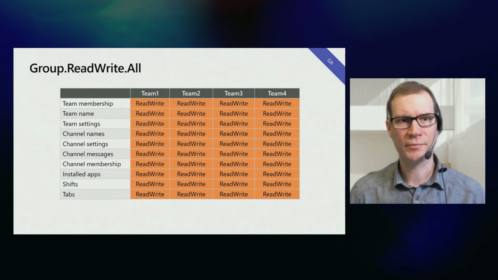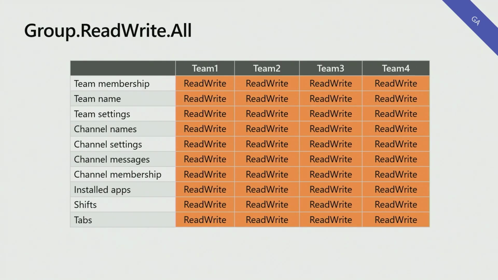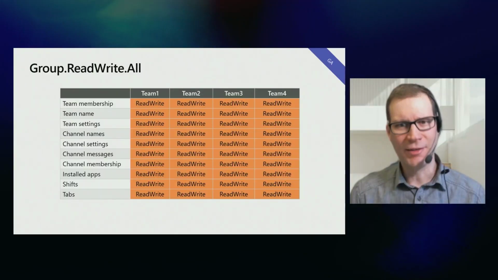On the topic of apps, let's talk about permissions for applications. If you rewind the clock 2 years, there were really only about 2 permissions for Teams Graph APIs. There was Group.Read.All and there was Group.ReadWrite.All. Those were your 2 choices. You can give the app read access to everything or read-write access to everything, which is an awful lot of power to give one app to be able to read and write everything.